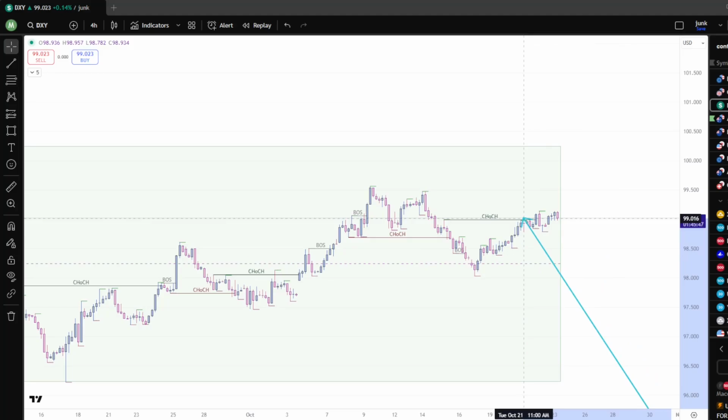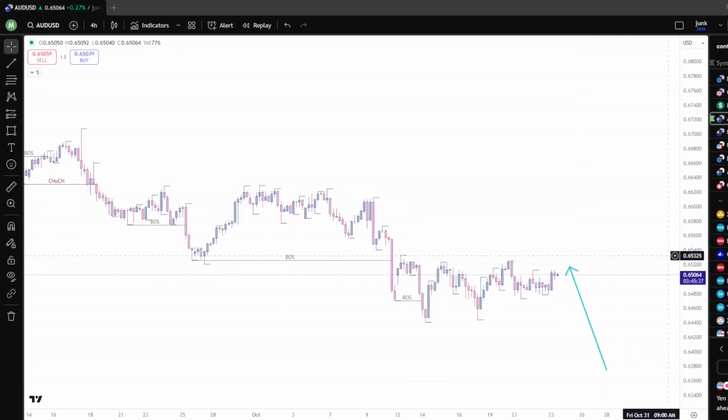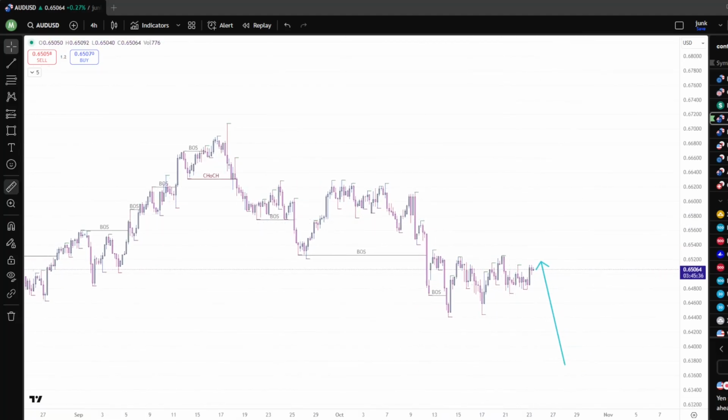So it broke structure to the upside, waiting to see a little bit more momentum, because like I said, this is just consolidating sideways right now. Still pushing up, but consolidating sideways. AUD USD, let's go map out the current range.